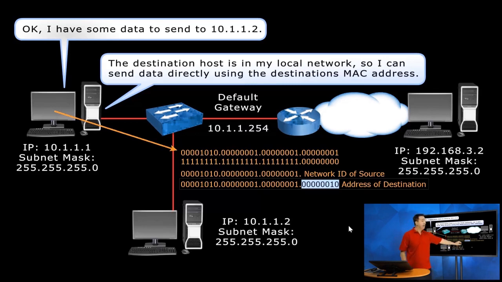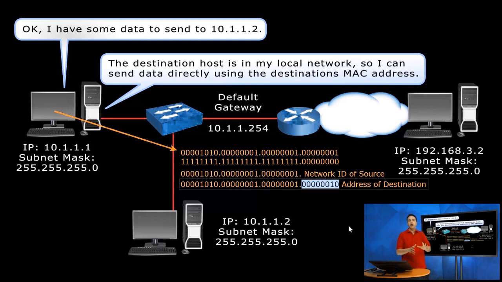Do they match? If they match, we are in the same local area network. If they don't match, we're not in the same local area network. So they do match. We are in the same local area network. So what do I need to do now? Well, I need to find out what the MAC address is of the destination PC locally. I can do that. Send out my ARP request and say, hey, if you are 10.1.1.2, give me your MAC address. And then I learn that MAC address, and then I can send the frame to the PC.